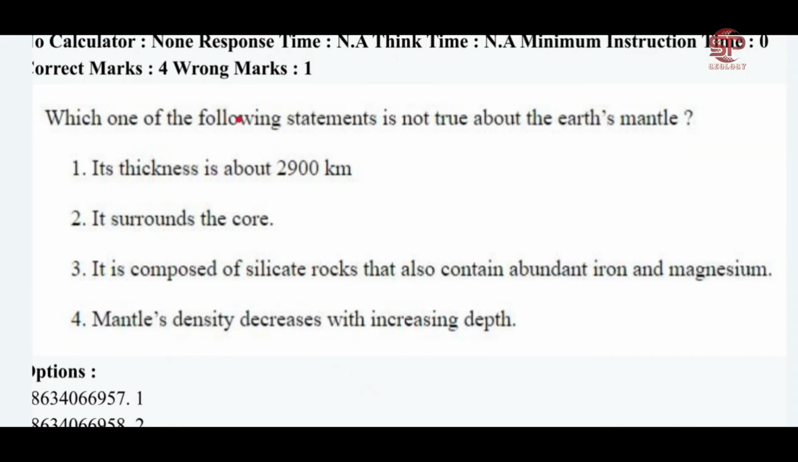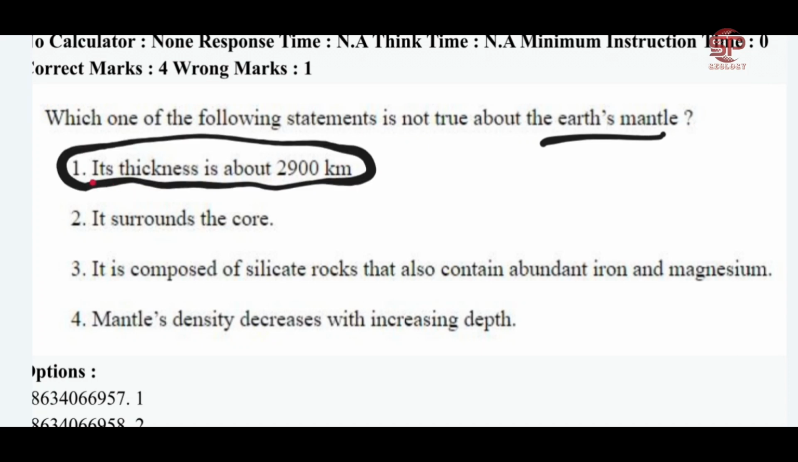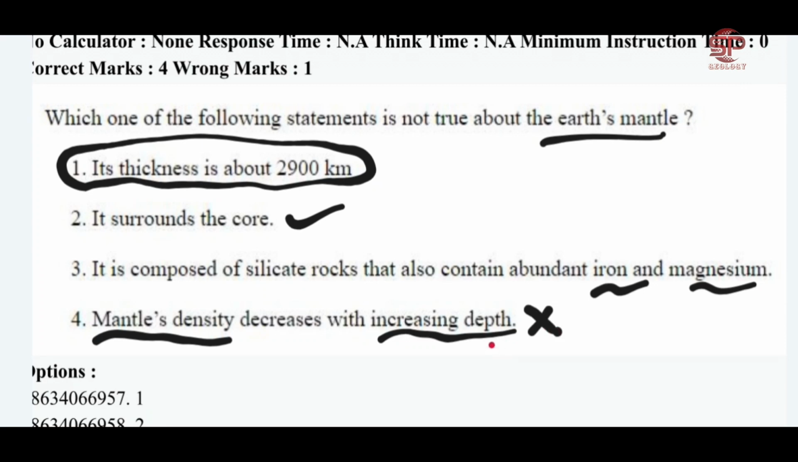So first thing, which of the following statements is not true about the Earth's mantle? The thickness of the mantle is around 2900 or 2865 km. It can be a wrong option, but it is about right, so it can be the right one. It surrounds the core, it is right. It is composed of silicate rock, also containing abundant iron and magnesium. It contains iron and magnesium silicate. Then, mantle density decreases with increasing depth. It will be the wrong answer, because in the mantle the velocity of P wave and S wave increases, which indicates that the density also increases in the mantle. So this one will be the incorrect statement. So the answer will be 4.